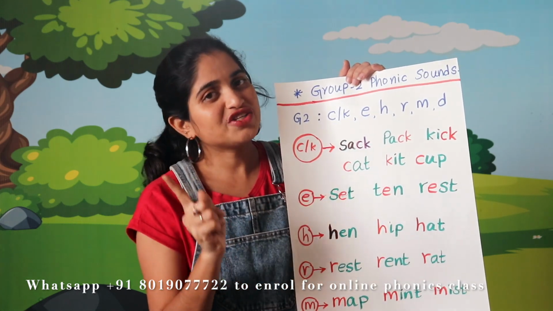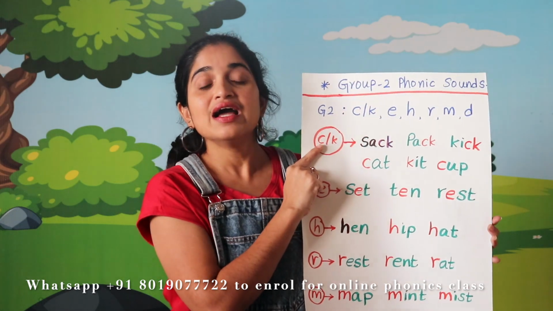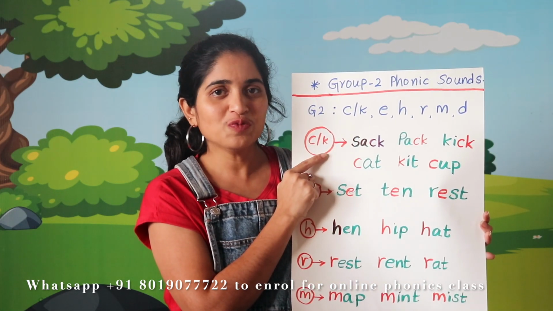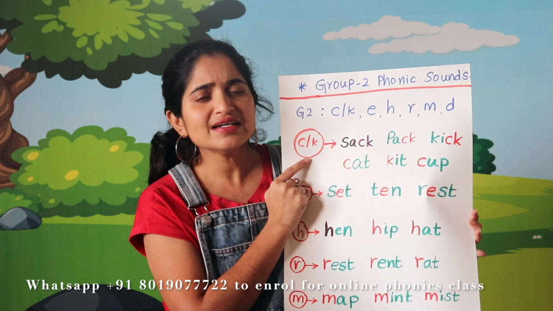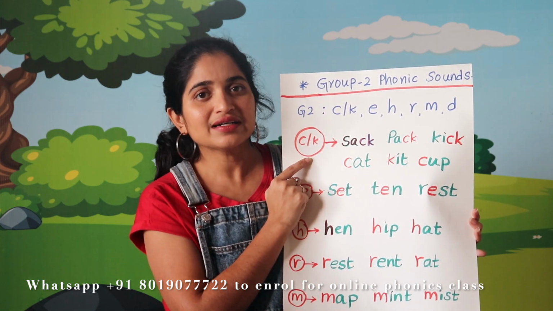So let's go letter by letter. So first we have letter C, K in group 2. Both the letters make the same sound K, K, K. We are clicking castanets, K, K, K. Okay children, this is the action for the C, K sound.